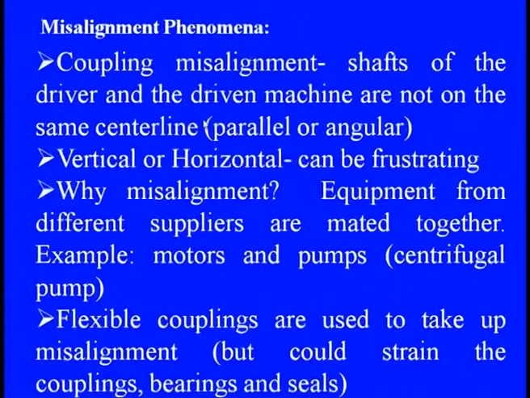And when the equipment comes to the operation side, they are matched together. Like the motor or pump, any centrifugal machine, when closely coupled with a flexible coupling and shaft, whatever misalignment is there always comes inbuilt from the manufacturers. So sometimes we use the flexible coupling just to absorb the variation during the transmission of the motion.